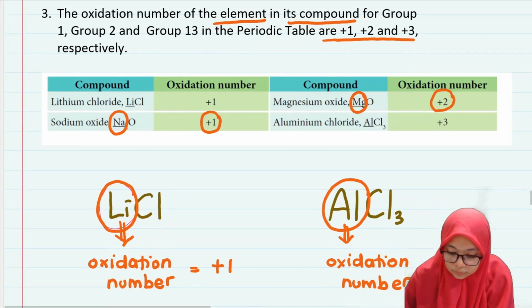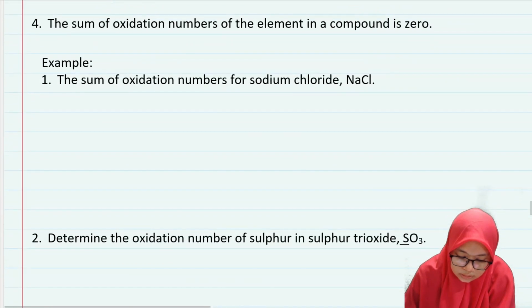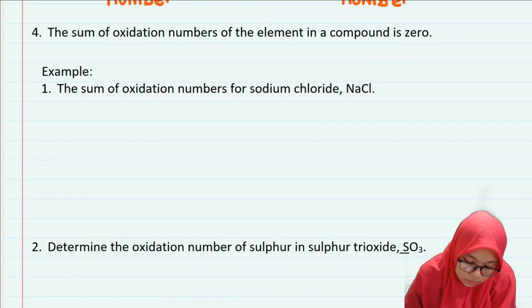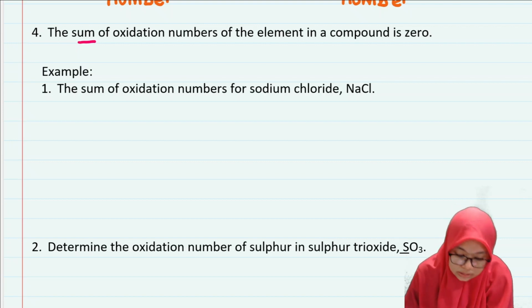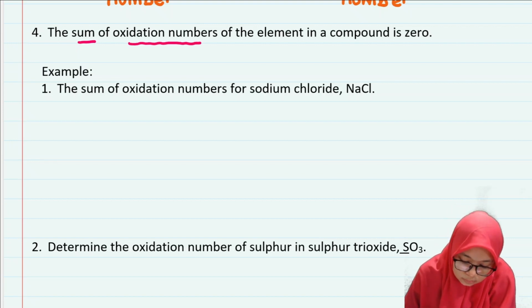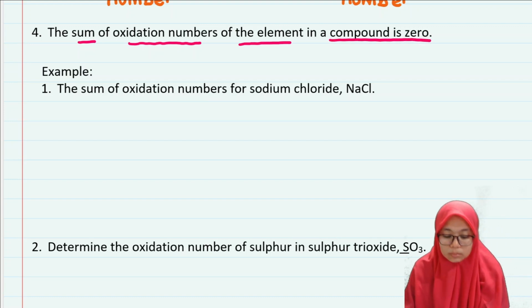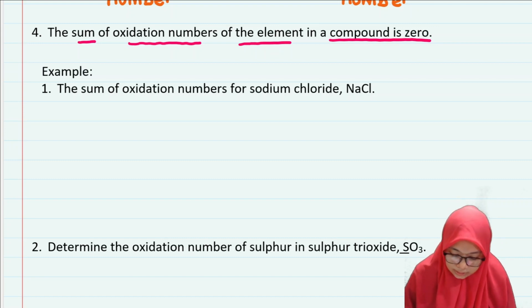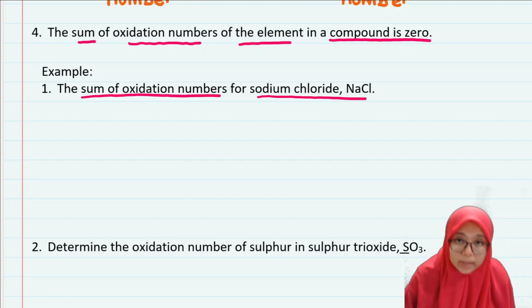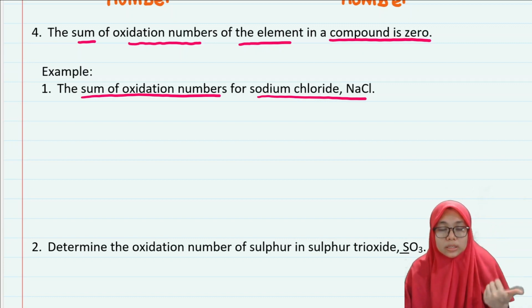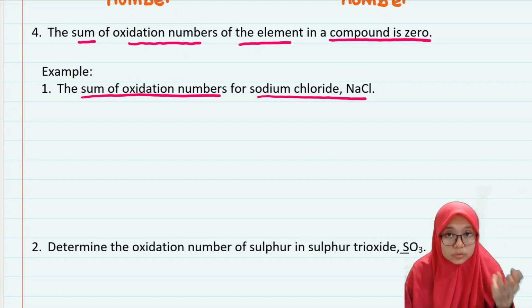Now, let's look at the fourth rule for this topic. Okay, the fourth rule says that the sum, what does it mean by sum? Okay, the total addition of the number, we call it the sum of oxidation number of the element in a compound is 0. What does it mean by the sum of oxidation number? Okay, let's say we want to calculate the sum of oxidation number for sodium chloride. So we just learned about the first 3 rules just now.